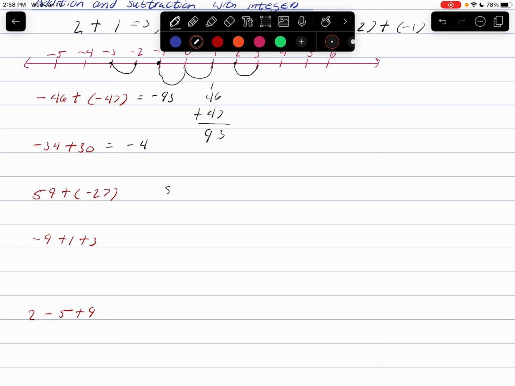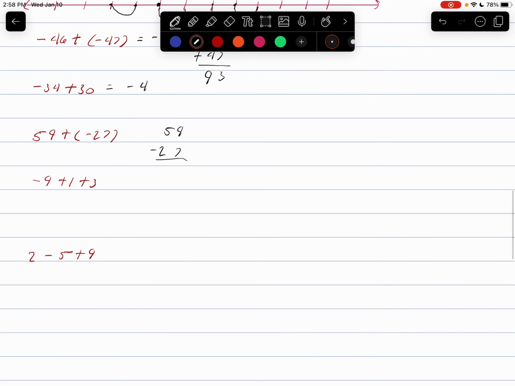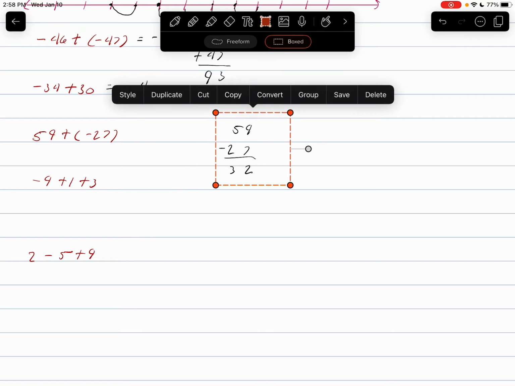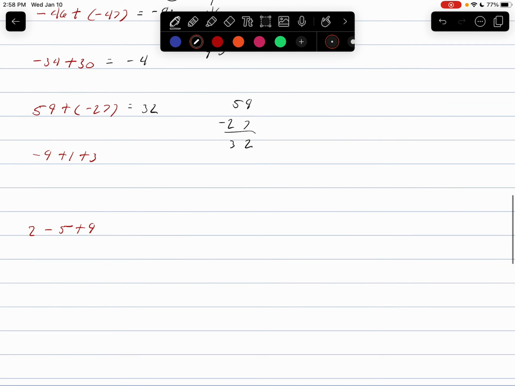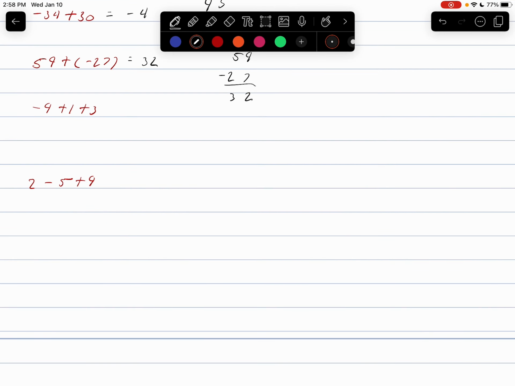Now, if we start with 59 plus -27, this is the same thing as subtracting 27 from 59. So we can do this the normal way. If we have 9 minus 7, that's going to give us 2, and we have 5 minus 2, that's going to give us 3. So the answer here should be 32. So we can say that our answer is 32.